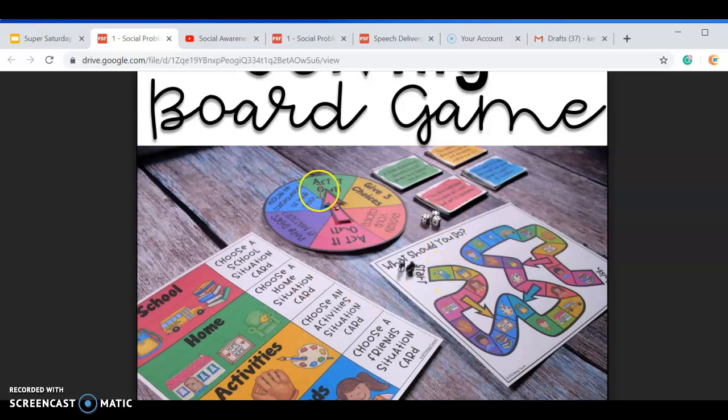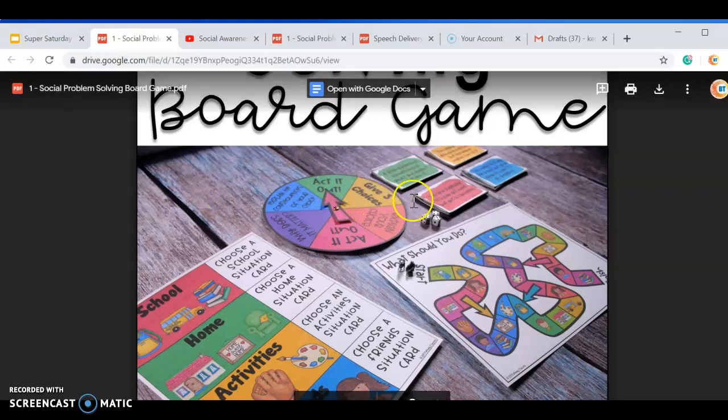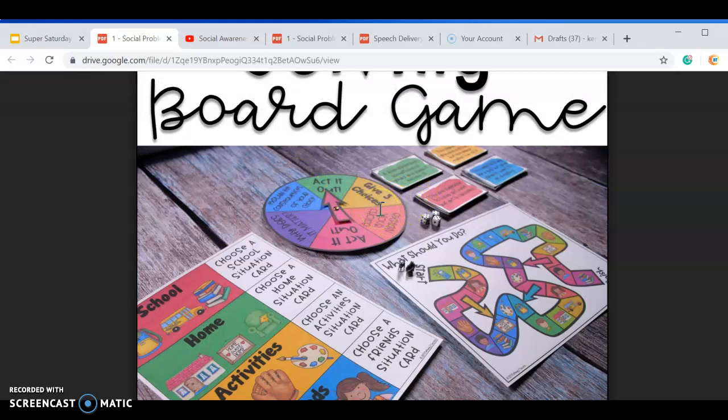Then they're going to spin the spinner. This is the spinner. So they're not going to automatically go to give 3 choices. They're going to go to spin it. Just because it's yellow, it doesn't equate to the same thing. That is a big question that a lot of them get confused about. They're going to spin the spinner, pick that card type, and read it.